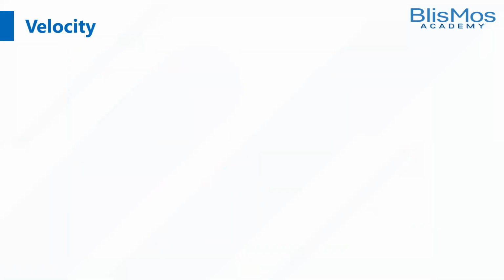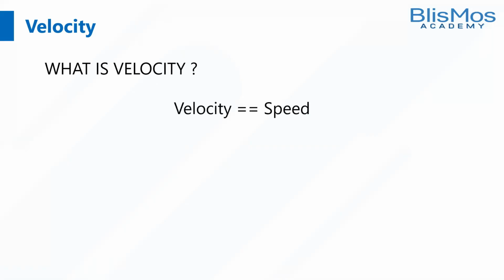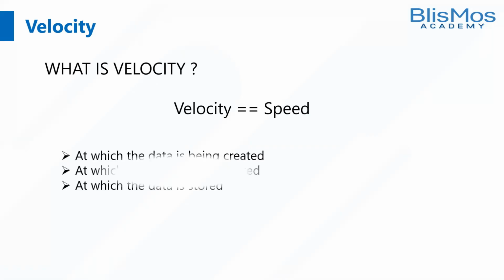Now that we understood what is the volume in case of the characteristics of the big data, we'll understand what is velocity. Any idea what is velocity in terms of the data? Velocity is the speed. Velocity is the speed at which the data is being created. Velocity is the pace at which the data is being stored. Pace at which the data is being analyzed.